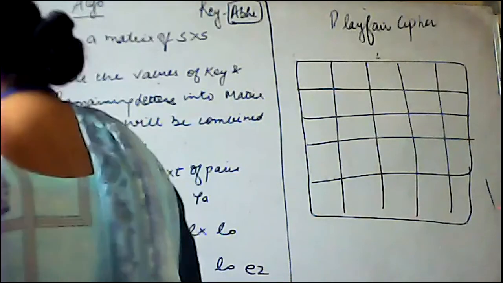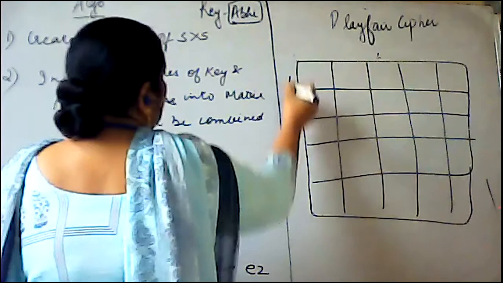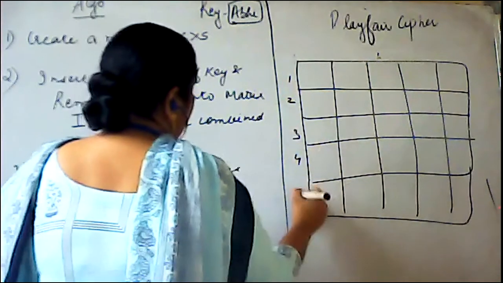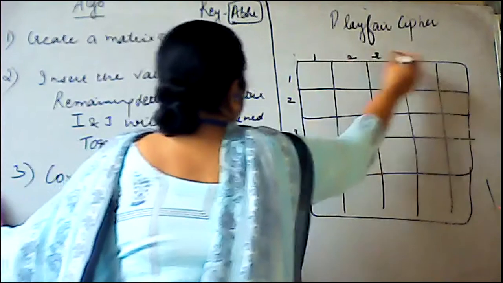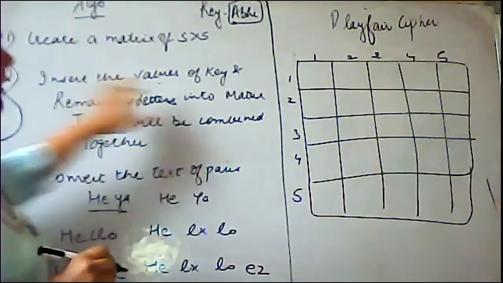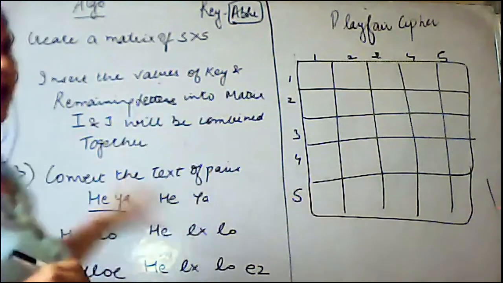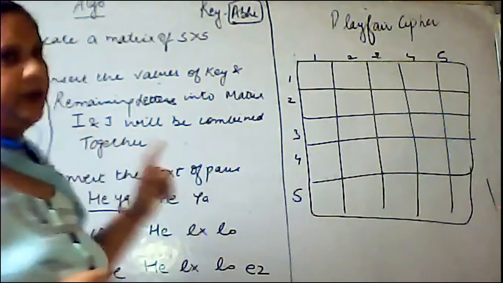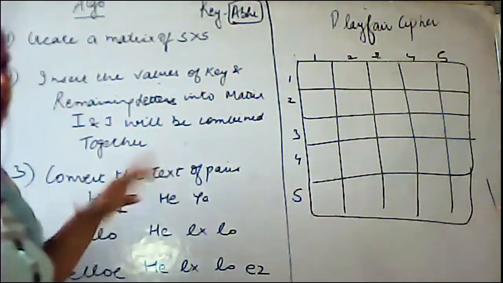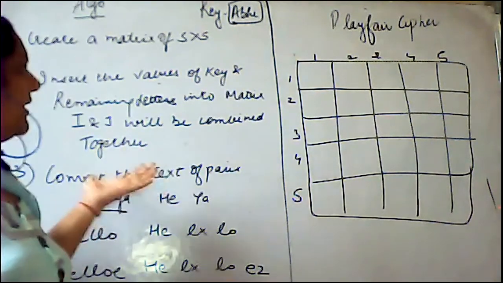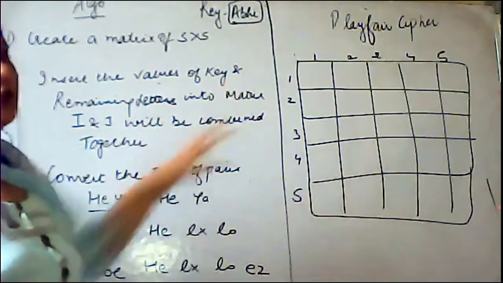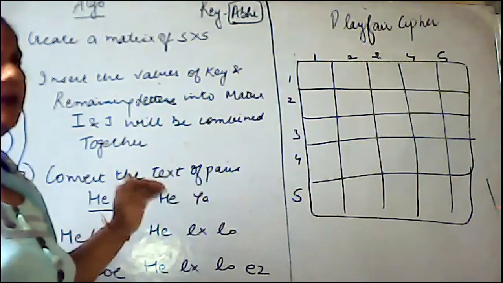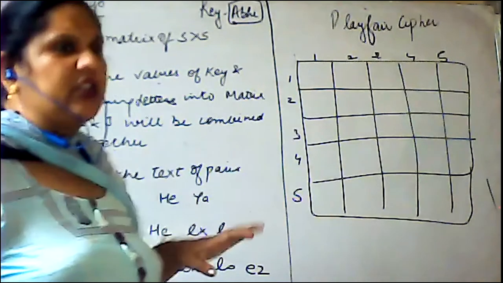Fine. So we will create a matrix of 5 by 5. 1, 2, 3, 4, 5. 1, 2, 3, 4, 5. This is our step number 1. Then insert the value of key which is given to you and remaining letters into the matrix, and I and J will be combined together. Since there are 26 alphabets in English, but we have a total of 25 spaces, wherever I will be there, it is a rule that we have to combine J over there.